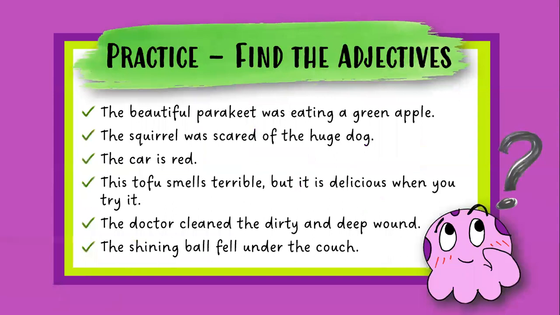Now, let's look at some practice where we can find the adjectives. So I'm going to give you a couple of sentences, and you are going to find the adjective that is hidden inside each one of them. So let's read them. The beautiful parakeet was eating a green apple. The squirrel was scared of the huge dog. The car is red. This tofu smells terrible, but it is delicious when you try it. The doctor cleaned the dirty and deep wound. The shining ball fell under the couch.